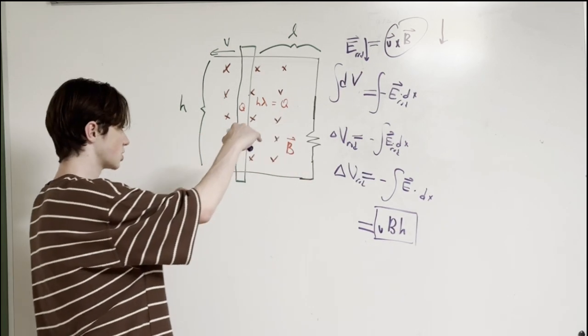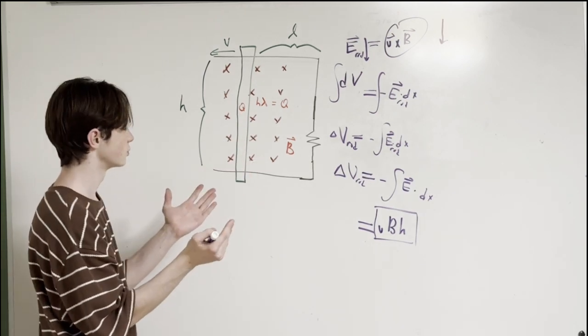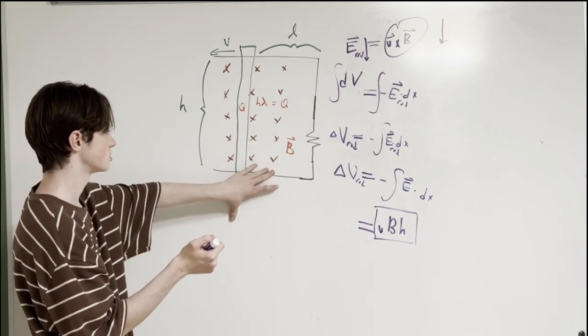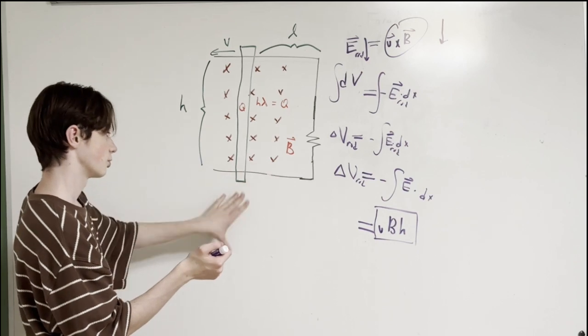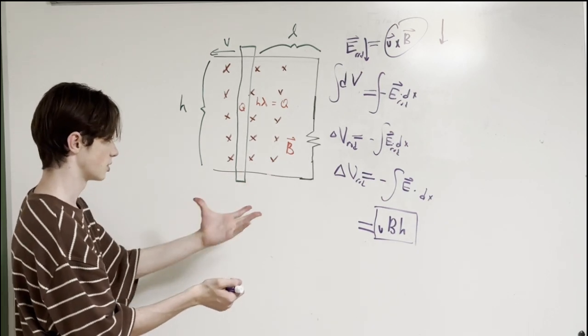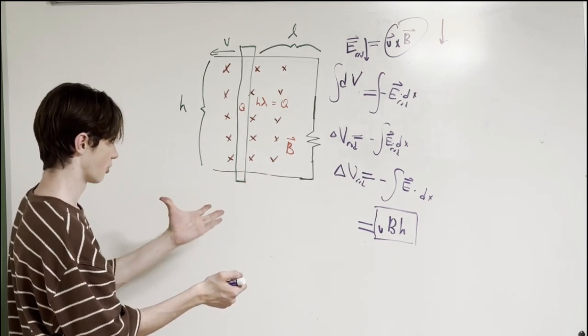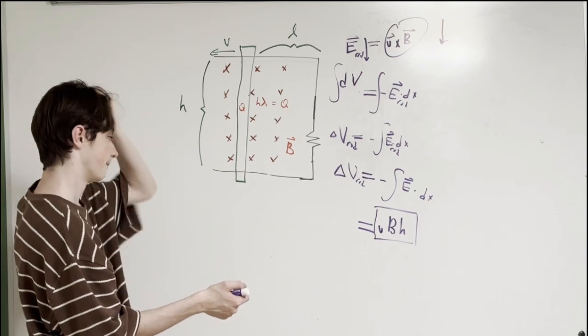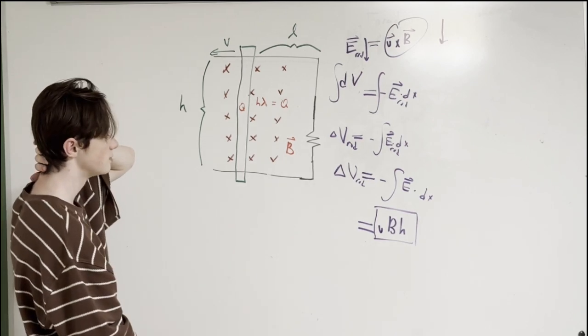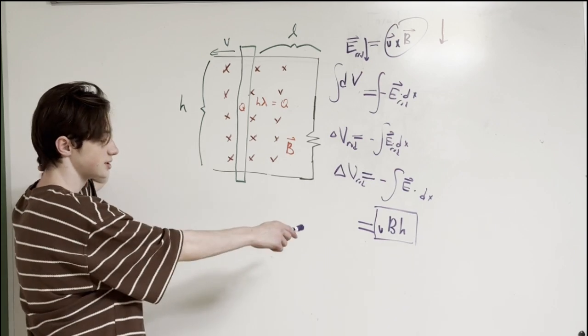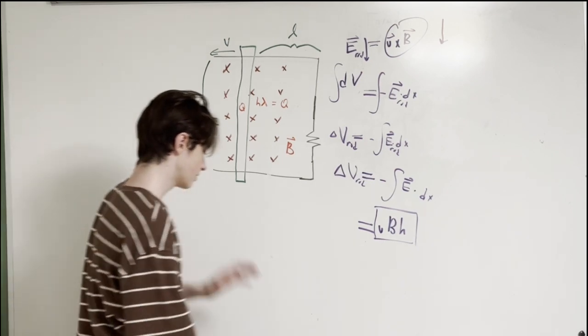So if the rod was half as tall, then it would have less voltage. If there is half as much magnetic field, or the rod is moving half as fast, we'd also have less induced current for this circuit here. So yeah, this is the classical derivation of that.